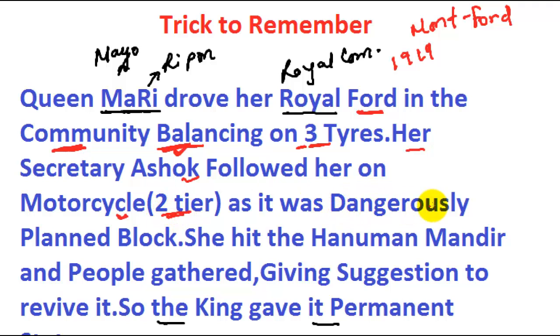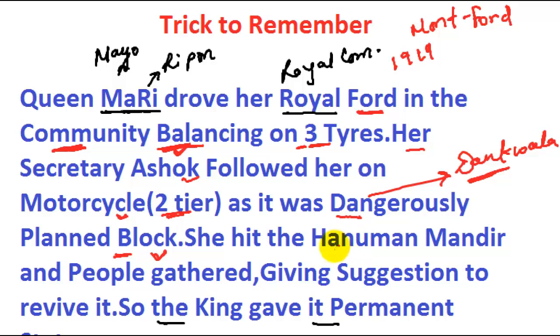Then it was a dangerously planned block. Here DAN stands for Dantwala Committee. You can relate Dantwala to dangerously. Visualize a person who has long protruding teeth and is looking very dangerous. So Dantwala relates to dangerous. It was a dangerously planned block, and Dantwala suggested planning at block level.